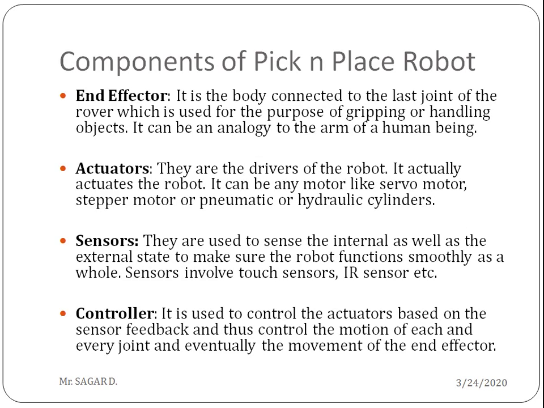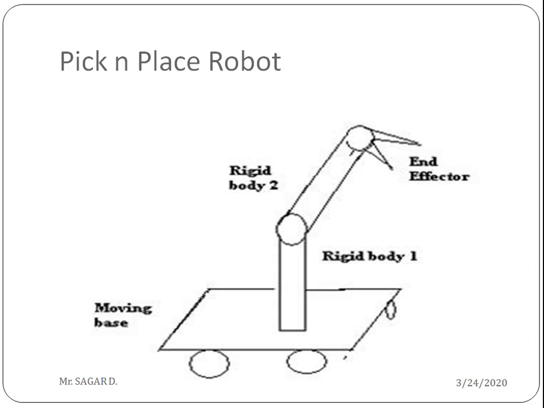Components of pick and place robo. This is a pick and place robo. It consists of a movable base, then rigid body 1, rigid body 2, that is manipulator, means link 1, link 2, and joint is there, and these are the end effector. End effectors are used to grip and release objects.